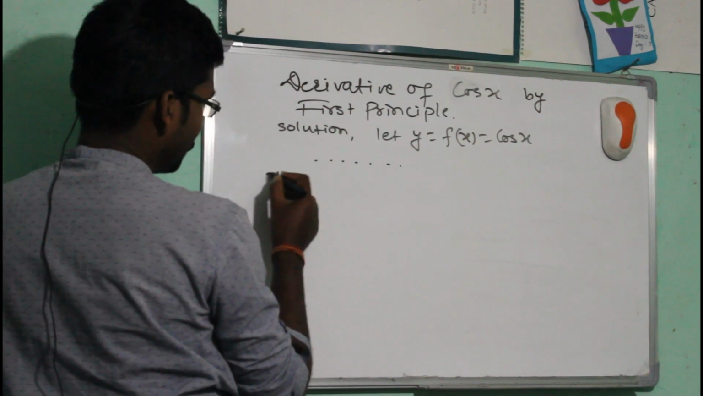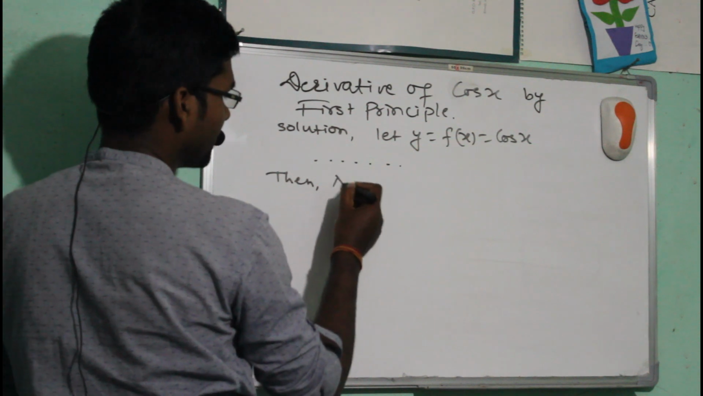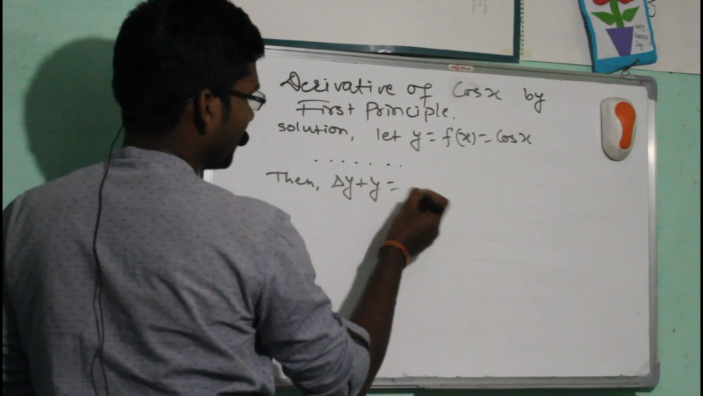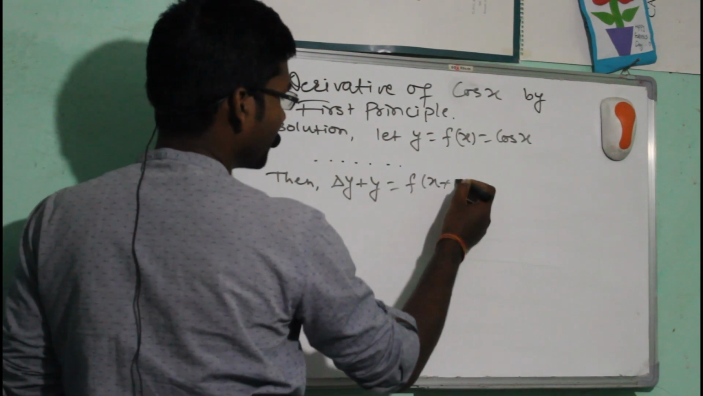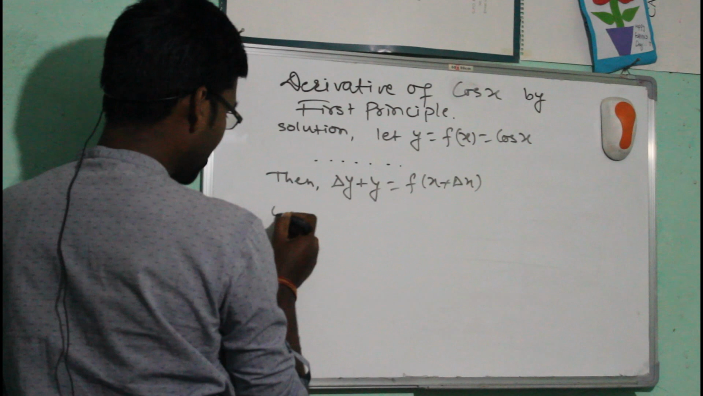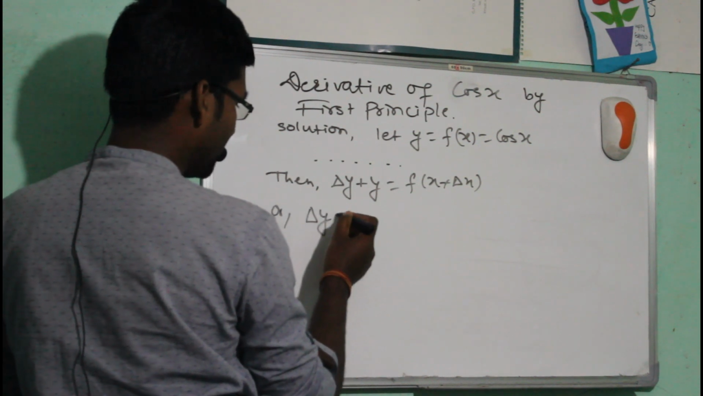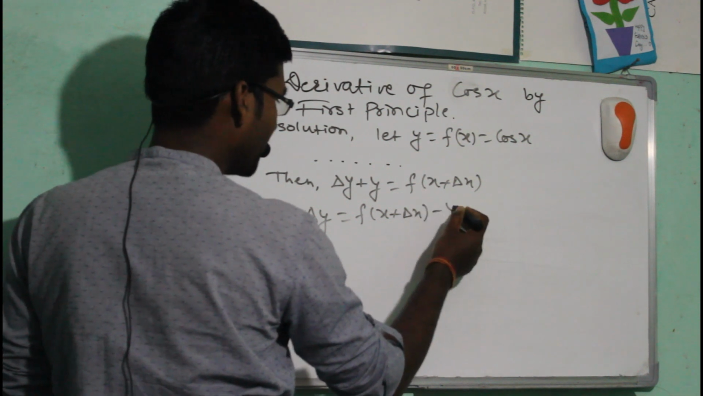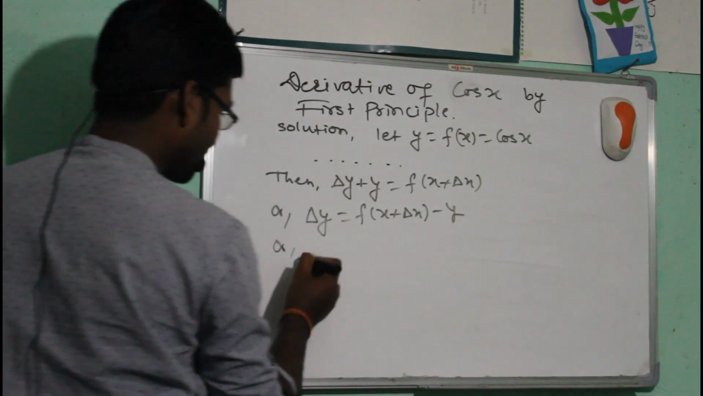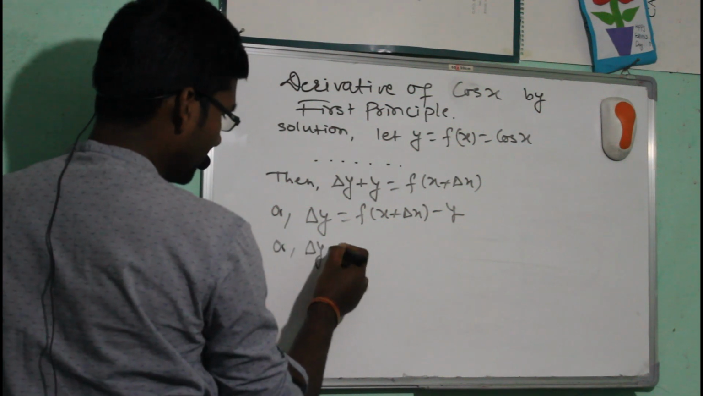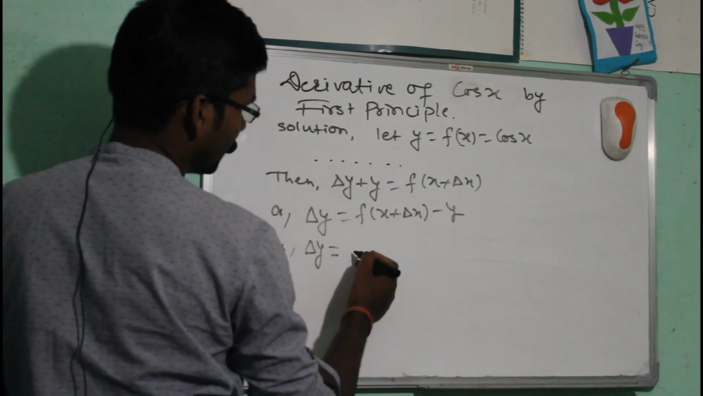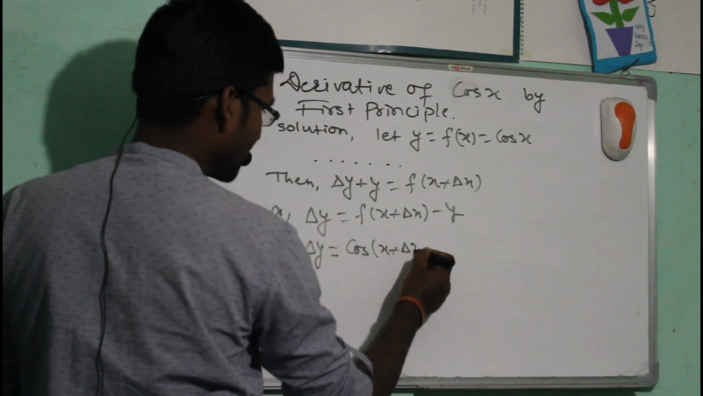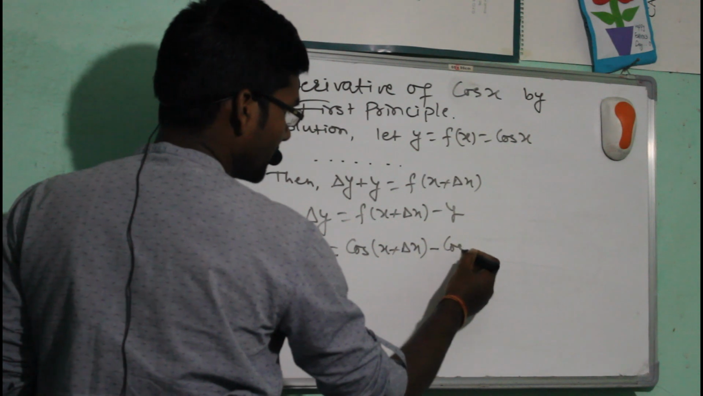Now after that we can write here then delta y plus y equals f of x plus delta x, or we can write here delta y equals f of x plus delta x minus y, or we can write delta y equals f of x plus delta x, means cos(x plus delta x) minus cos x.